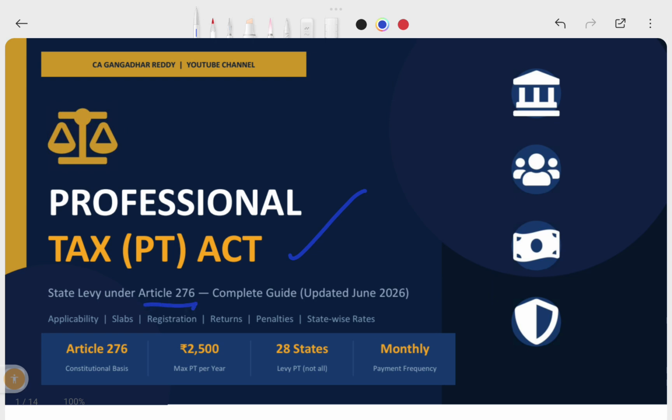Today we will discuss the Professional Tax Act as per Article 276 of the Constitution. We have updates till June 2020. It has a constitutional basis.